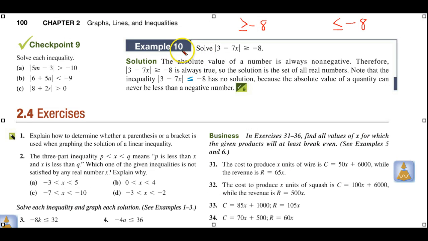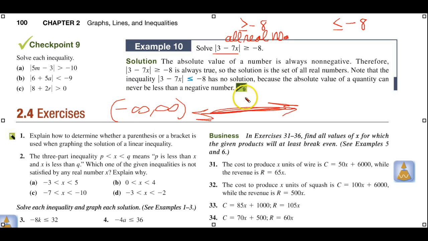Now for example 10, they sort of slipped this in there, and there's not a lot of information here in our textbook. But if you have an absolute value is greater than or equal to a negative value, this includes all real numbers. So the graph would be a solid line in both directions. And the interval notation would be negative infinity to positive infinity.